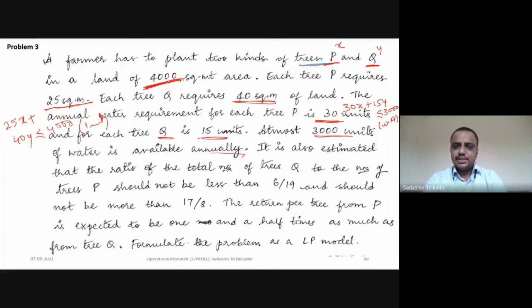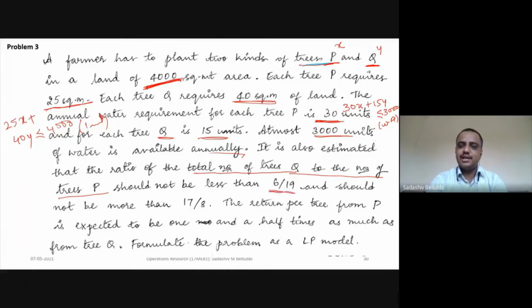The next constraint is, it is also estimated that the ratio of, okay, this is one more type of problem, because in the last two problems, first and second, there were no ratios. That's why I selected this problem. It is also estimated that the ratio of the total number of trees Q to the number of trees P should not be less than 6/19.